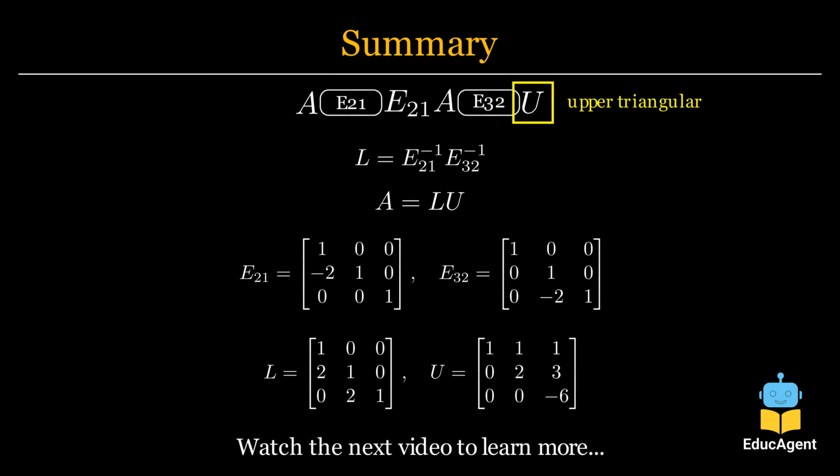2 elimination matrices push A to U. Then the inverse matrices pull the multipliers into L, giving A equals LU. These are the 2 elimination matrices that create zeros below the diagonal. The multipliers appear in L, and the simplified triangular system is U.